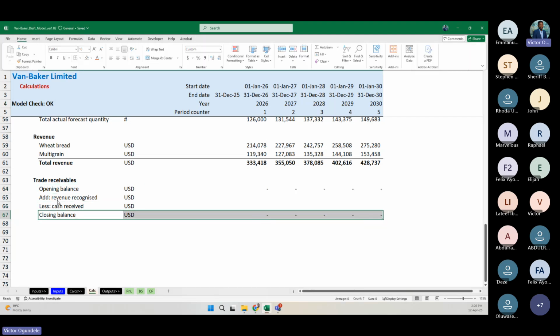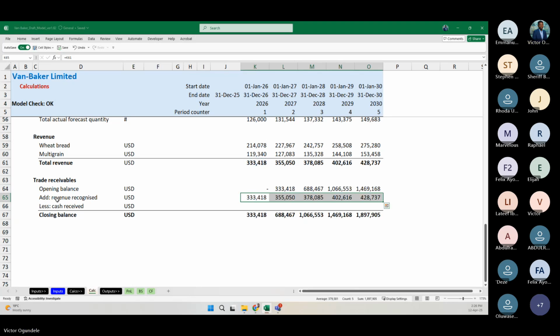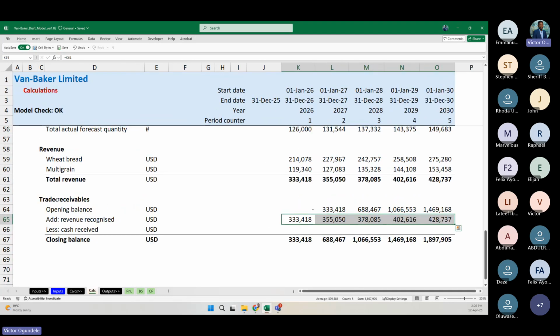So maybe put this border there. So definitely the next thing will be our what? This is my revenue recognized, so link that straight to my revenue. This is more like the amount we've sold, and this is the cash that we've been able to receive.